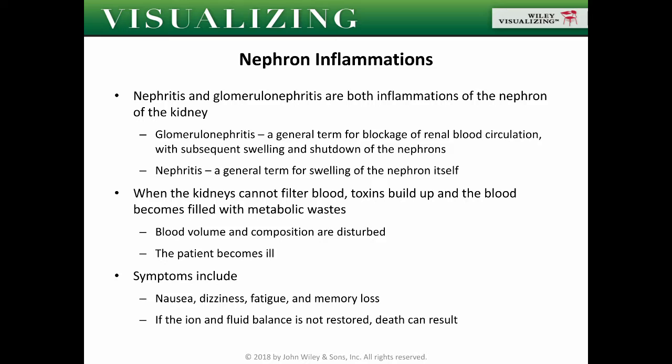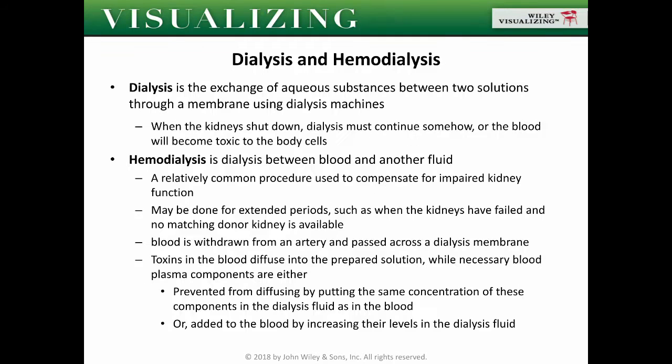When the kidneys cannot filter the blood, toxins build up and the blood becomes filled with metabolic wastes. The blood volume and composition are disturbed and the patient becomes ill. These symptoms include nausea, dizziness, fatigue, and memory loss. If the ion and fluid balance is not restored, that can be a problem, because again, the kidney is very important in removing toxic substances in our urine. If these metabolic wastes accumulate in our bloodstream, this is very fatal. It can have fatal consequences for us.